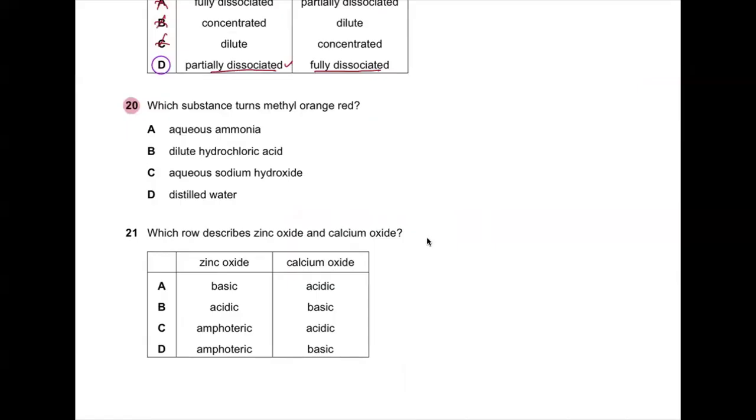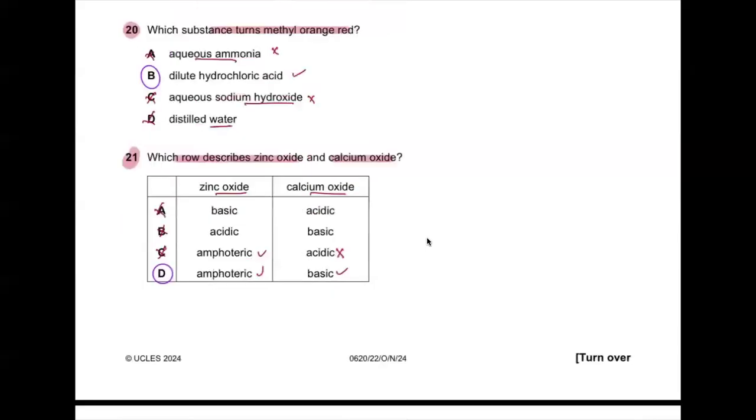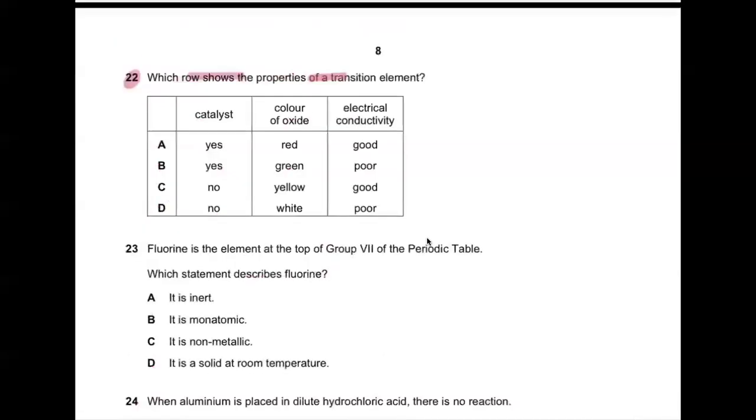Now, MCQ number 22. Which row shows the properties of a transition element? Catalyst, yes. So over here, written no as a catalyst makes C and D go wrong.